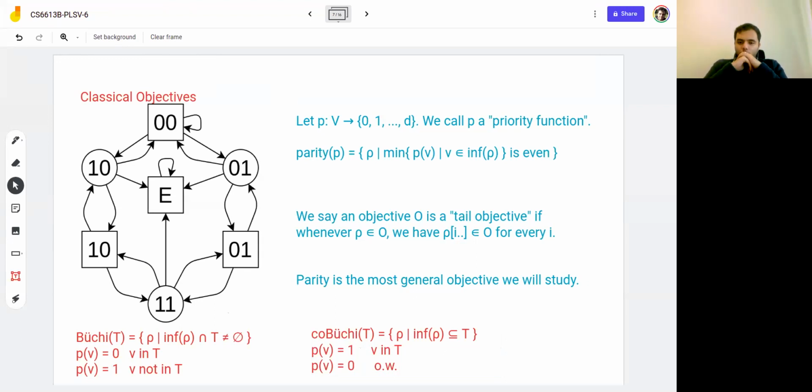Right? So why does this work? Let's say that some infinite path is in Kobuki of T. Then what does that tell us? It tells us that it basically visits the vertices outside of T only finitely many times. But the path is infinite. And if it's visiting the vertices outside of T only finitely many times, then it has to visit the vertices in T infinitely many times. So basically, it's visiting the vertices with priority 0 only finitely many times, and vertices with priority 1 infinitely many times. So it also satisfies parity with this priority function.